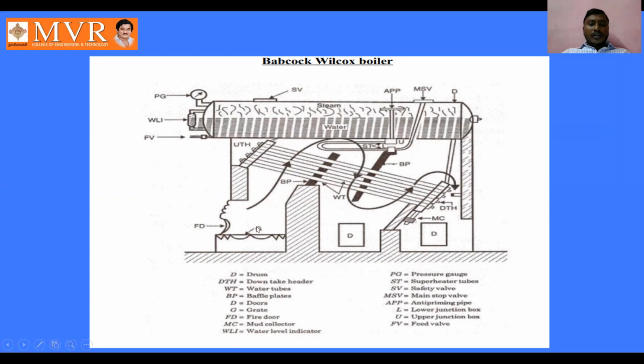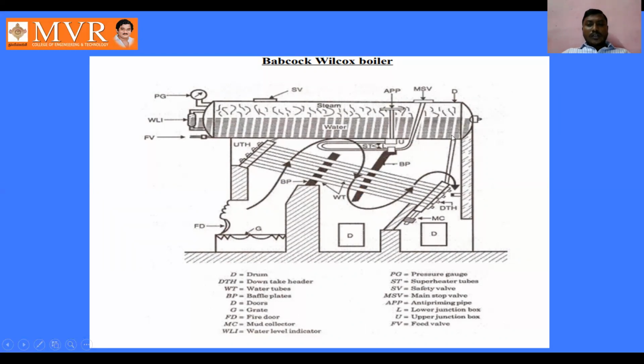Here, by using this fire door we feed coal onto the grate, where the combustion process takes place. After complete combustion, the hot gases which are produced rise up and enter the water tubes, and the baffles provided here deflect these hot gases in a zigzag way, and at last these hot gases enter the atmosphere.